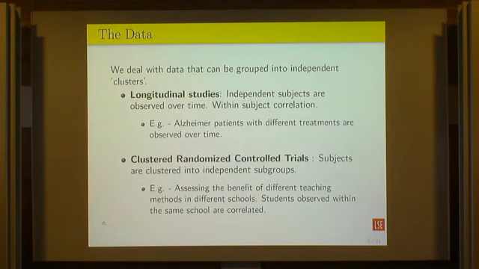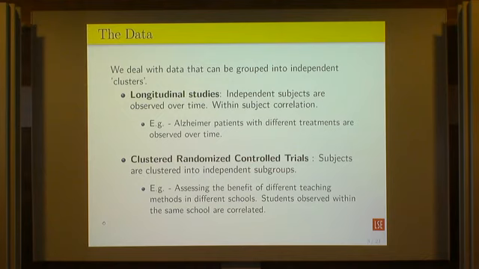Okay, so here I give an example. There are some patients with different treatments over time. So you can imagine that it can be applied to a lot of different situations, different patients, different measurements. And another situation is also longitudinal studies, but specialized. It's called clustered randomized trials, or clustered randomized control trials. So subjects are actually clustered into independent subgroups. Okay, so different patients are clustered into different groups.